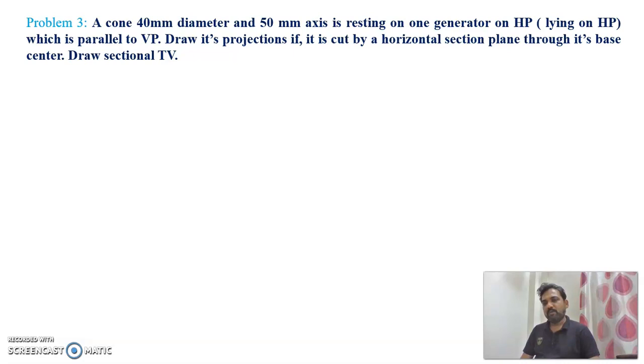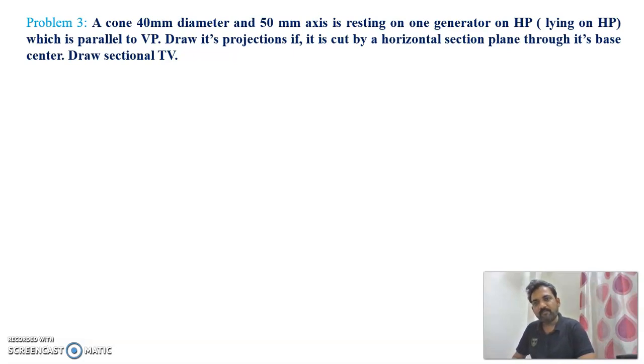Let's see the problem. A cone 40 mm diameter and 50 mm axis is resting on one generator on HP. That means it is lying on HP, which is parallel to VP. Draw its projections if it is cut by a horizontal section plane through its base center. Draw sectional top view. As I always said, read the problem twice, thrice, until you interpret the data properly. Let's go through it once again.